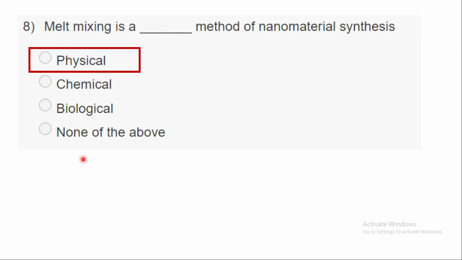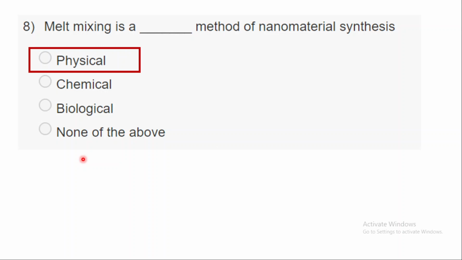See, it's kind of intuitive. Melt mixing, what do you think it could be? Melting a bulk material or melting any material and mixing the properties of two or multiple materials to create a nanomaterial, right? So melt mixing is a physical form of nanomaterial synthesis. It can be either a top down or bottom up approach. That depends on the kind of melt mixing we are performing, right?